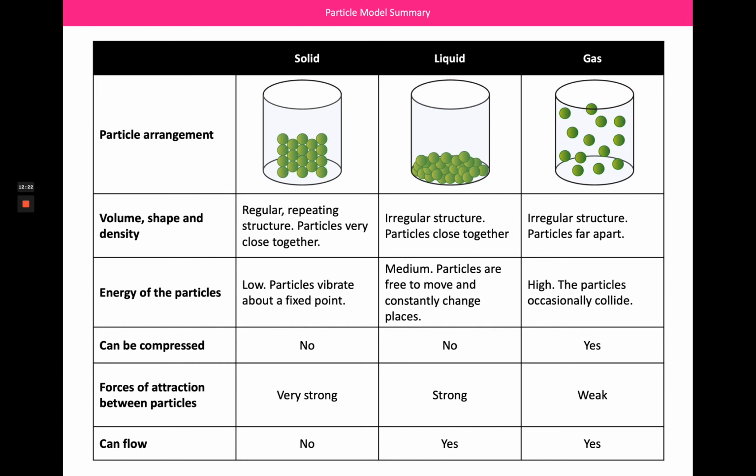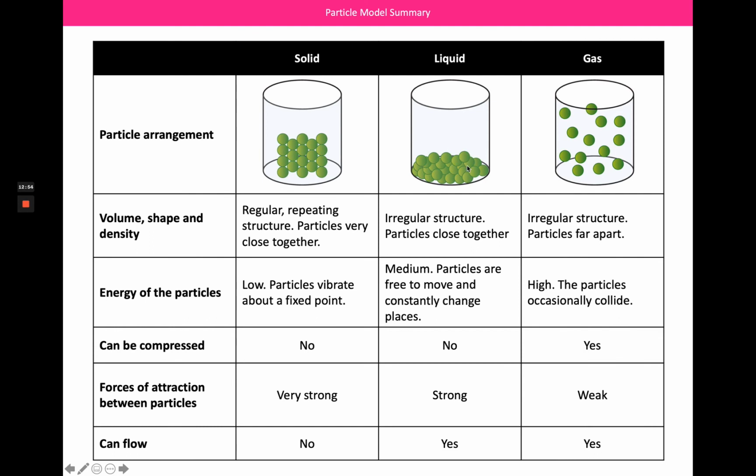So this is a sort of a summary. It's a nice, lovely, neat table. If we just focus at the top, we've got our regular repeating pattern in our solid particle model here. If I asked you to add more particles, you would have a very clear idea of where you could add them. They are not taking the shape of the container, so they have their own shape, right? Solids have their own particular shape, and that doesn't change just because you put it in a particular container.